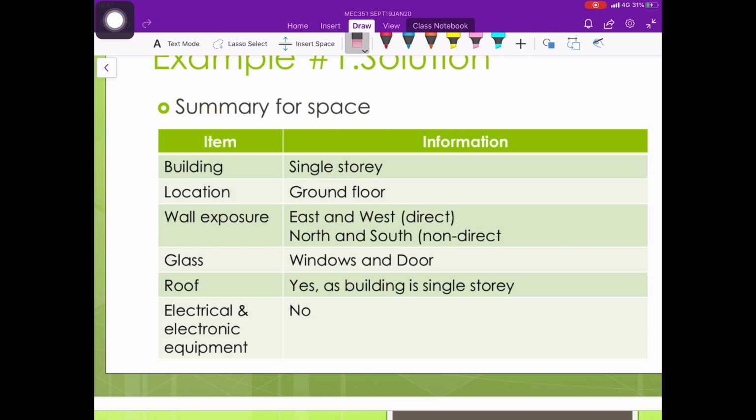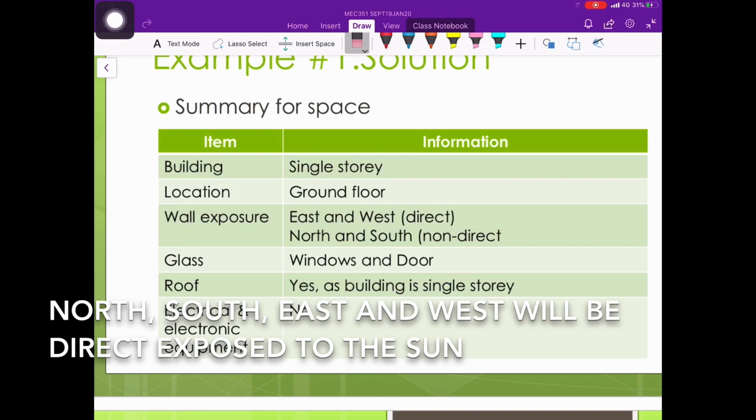Right, so from the question we have all the information, and we can summarize all that information as such. The first thing is for the building, we can say it is a single story building, and of course for a single story building the location will be ground floor. As for the wall exposure, we don't have much information for the wall exposure to the sun. Therefore, for this particular question, we are going to assume that this building is going to be built at an open space. Therefore, all sides of the building will be exposed to the sun.